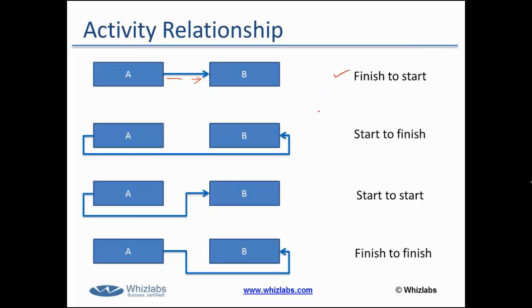For example, you can start planting the trees only after you have completed digging the holes. You can start painting the walls only after you have completed the plastering work. So that's a finish to start relationship. You cannot do it the other way around. You cannot do 2 works parallelly. You have to complete one work, and then only you can start the next one.